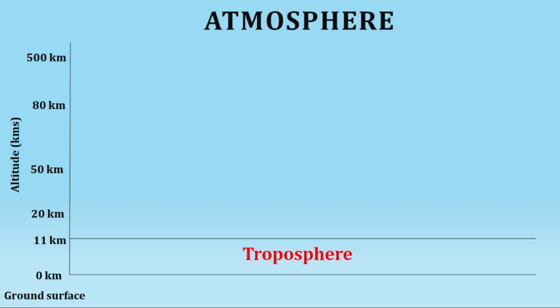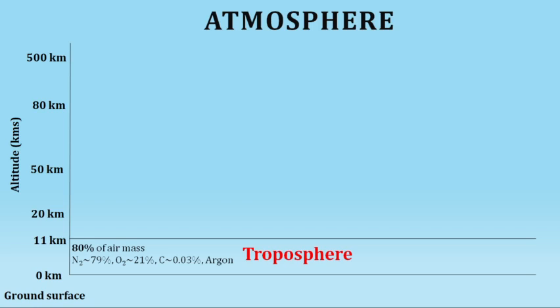First of all, we'll discuss some unique characteristics of this troposphere. 80% of the air mass is present in the troposphere. Out of the total air mass of this planet, which is near about 5.5 trillion tons, 80% of the air mass is within the troposphere. So you can say that most of the air is present in the troposphere.